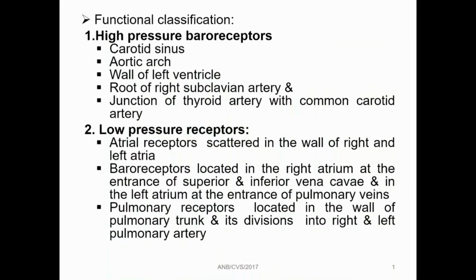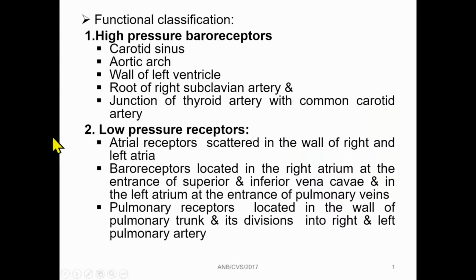Now, how are they classified? They are classified according to their function, and they are also classified anatomically. Functionally, they are classified as high pressure baroreceptors and low pressure baroreceptors. Here you can see in this figure the high pressure baroreceptors. Where are they present? They are present at the carotid sinus, at the aortic arch, at the wall of the left ventricle, at the root of the right subclavian artery, and at the junction of the thyroid artery with the common carotid artery.